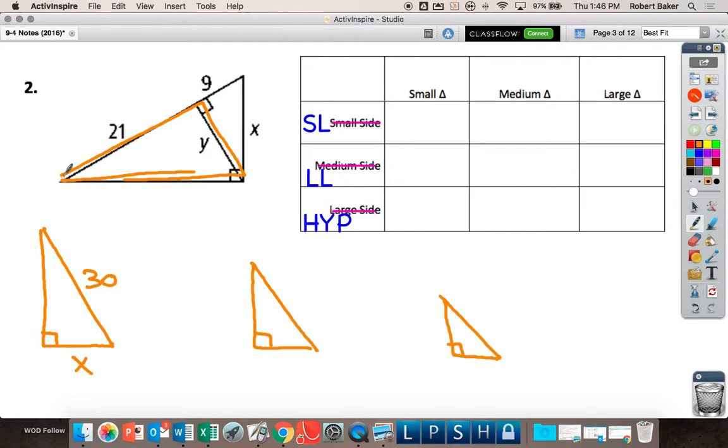So we have a right angle right here. How long is the hypotenuse? Unknown, question mark. Well, how long is the long leg? 21. And how long is the short leg? Y. This is weird, right? You have a 50-50 shot at short leg, long leg. You should be able to see the difference, right?